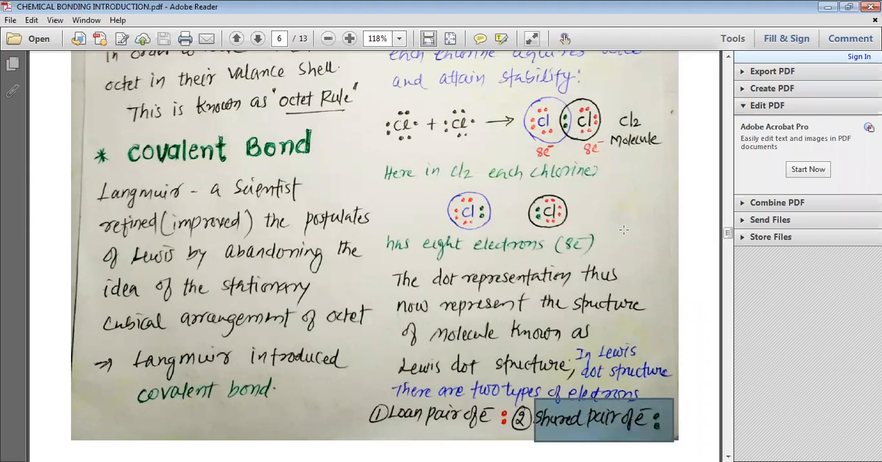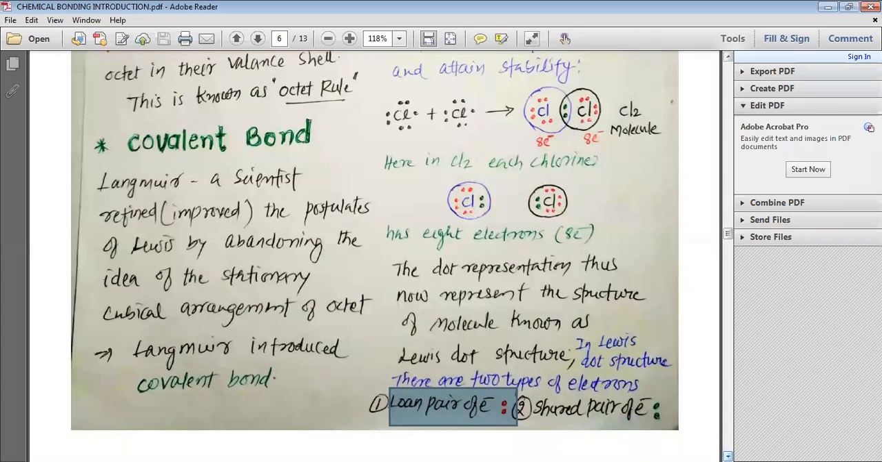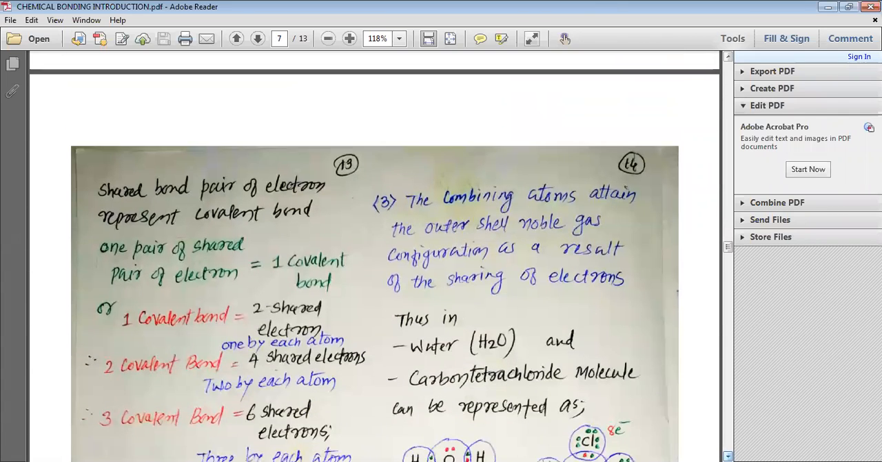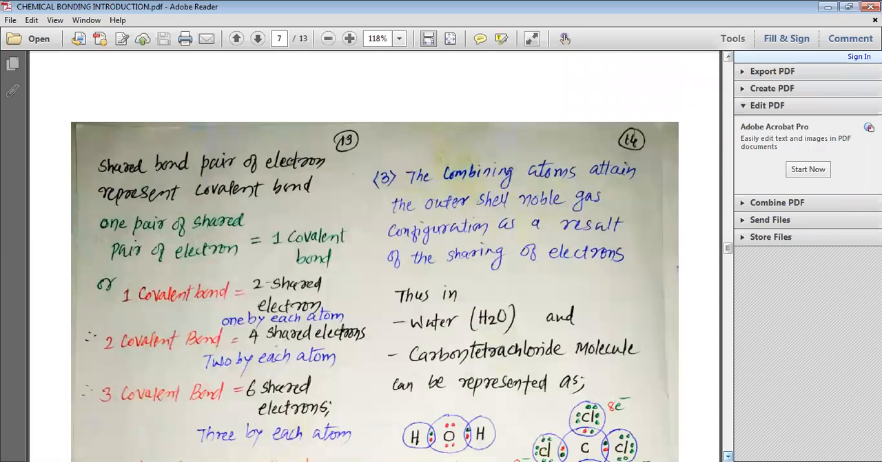But there are some electrons which are left on the atoms themselves. These electrons present on the atom, these 6 electrons with the red dots, are known as the lone pair of electrons. So in a covalent bond, there may be two types of electrons present in the molecule: shared pair or bond pair of electrons, and lone pair of electrons.